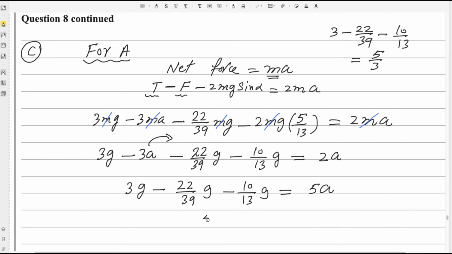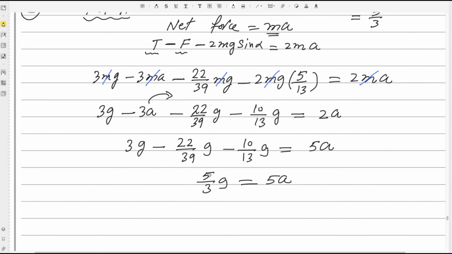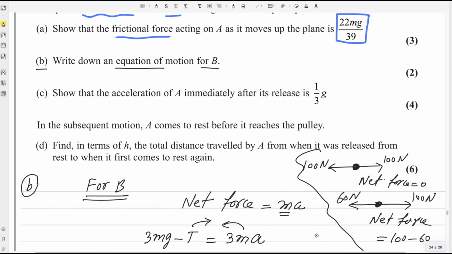So on the left side, the answer will be 5 over 3 g equals 5a. So 5 is cancelled from both sides. You are dividing both sides by 5. Therefore acceleration will be equal to 1 over 3 g. So this acceleration is as required. Got it? We need to prove that acceleration is 1 over 3 g. So part C is done.